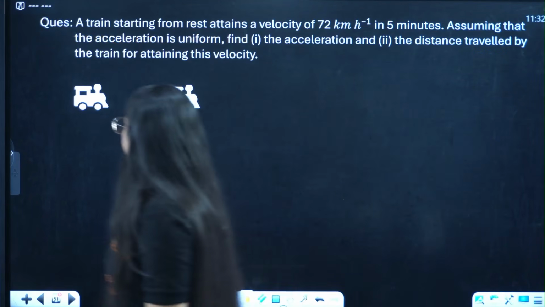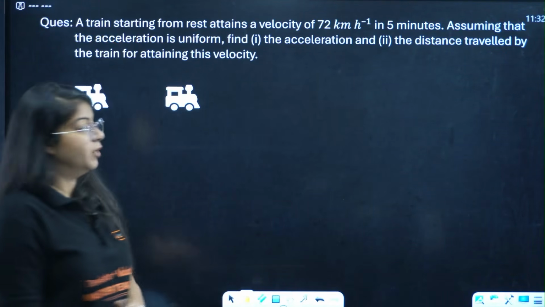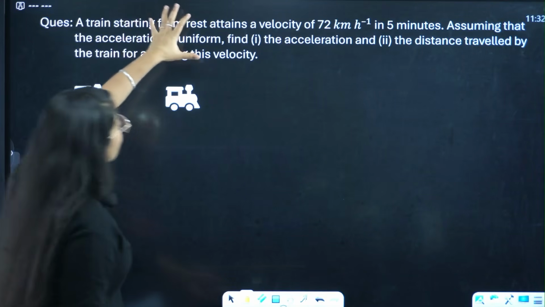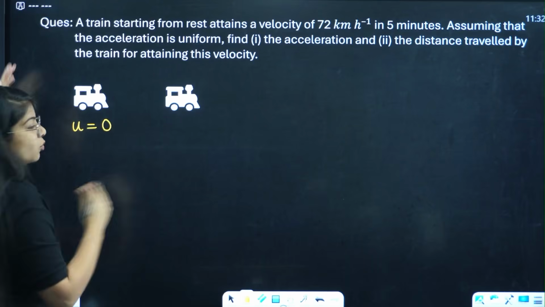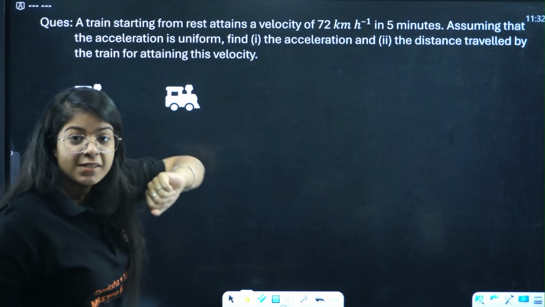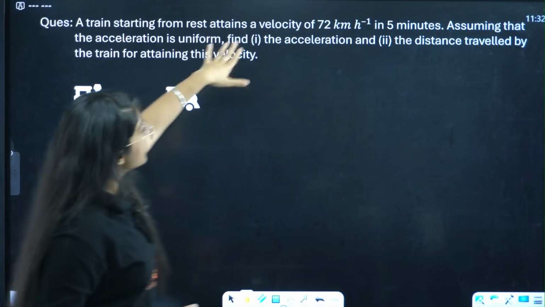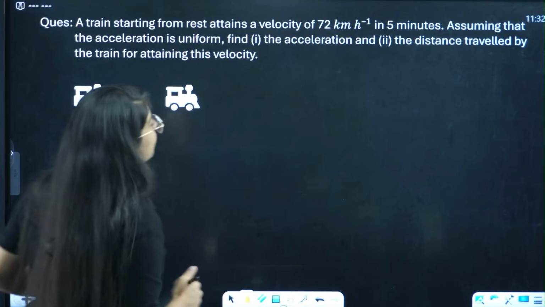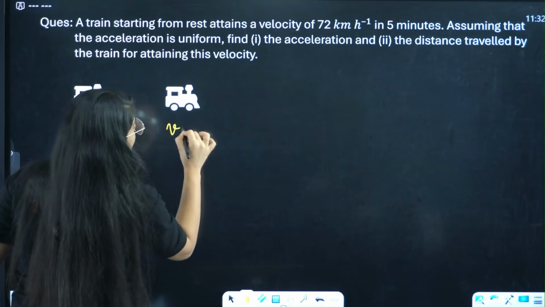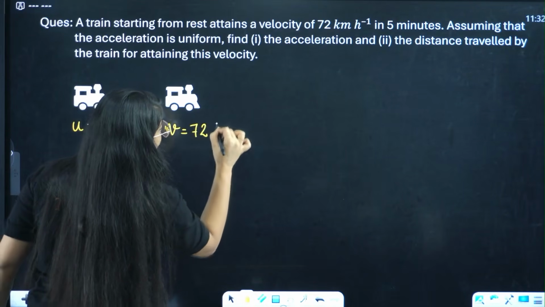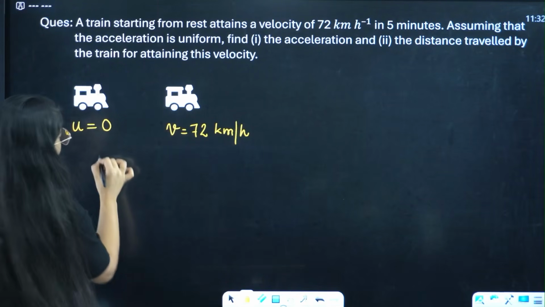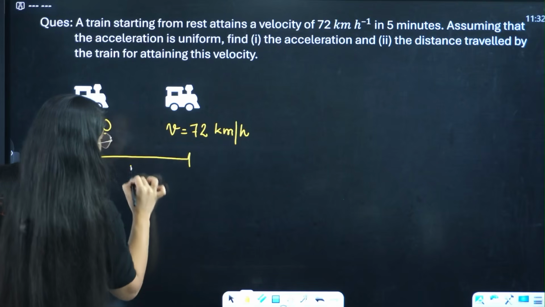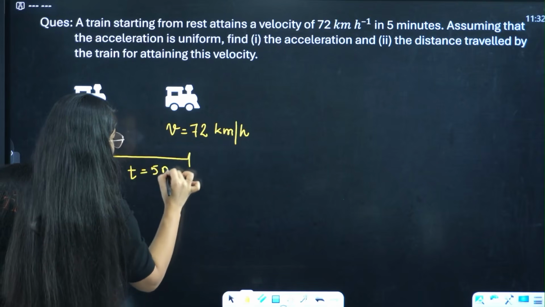Let's do one very important question. Read it very carefully. A train is starting from rest. So the train here is at rest. That means U equals 0. Initial velocity is 0 because it is at rest. It attains a velocity of 72 km/h in 5 minutes. Going from here to here, it took 5 minutes.